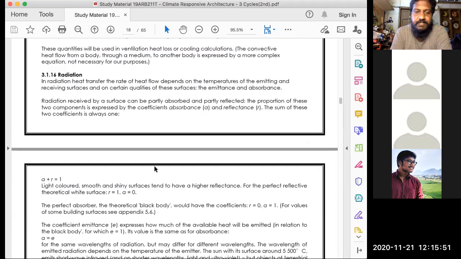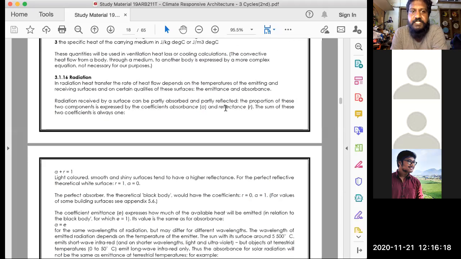Now radiation is about heat emittance from a body. In radiation heat transfer, the rate of flow of heat depends on the temperature of the emitting and the receiving surface, and certain qualities of these surfaces: emittance and absorbance. There are two terms to look into. The absorbance coefficient is put as A and the reflectance is put as R. The sum of these two coefficients is always 1.